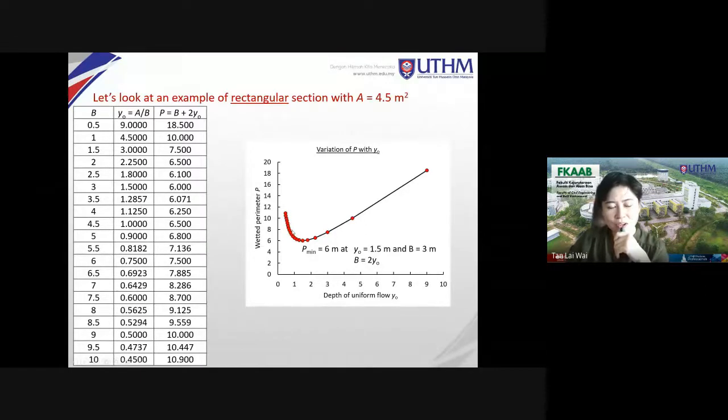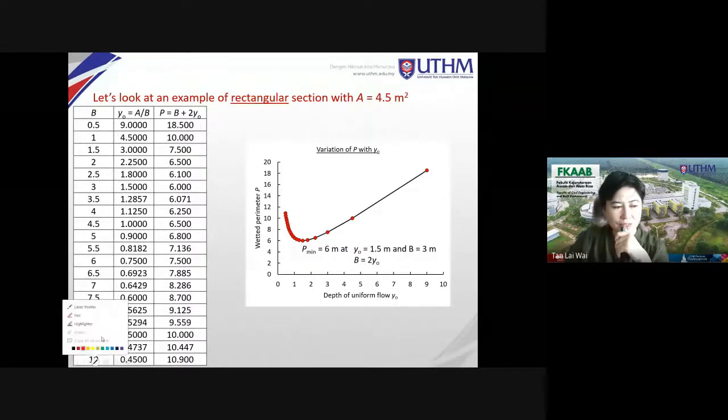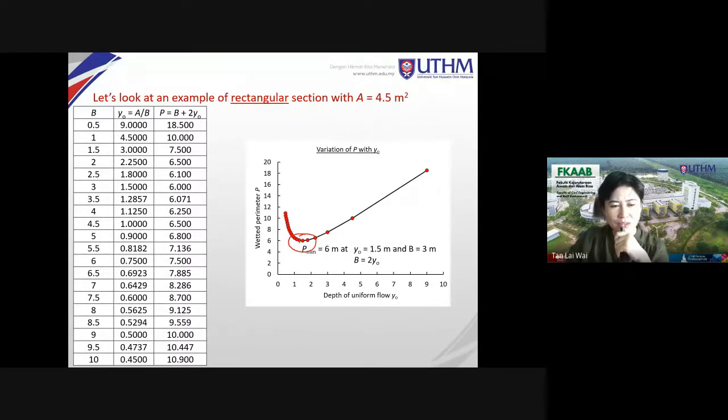So when I plot it, I'll get this kind of curve. Now, this curve will end up giving me an inflection point. Inflection means the change of slope, from negative to positive slope. This point here is the inflection point, where there's a change.